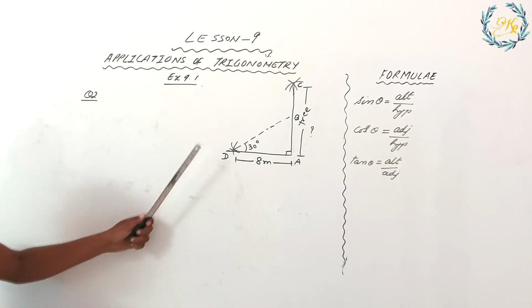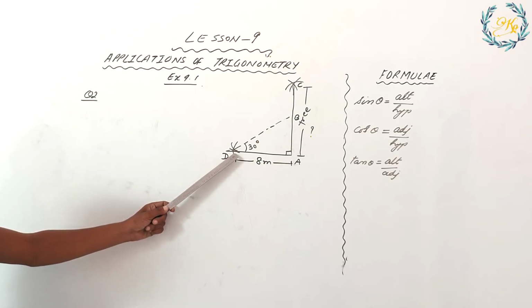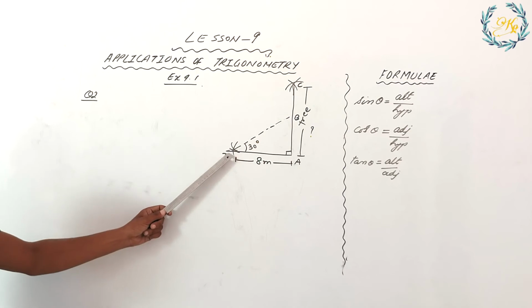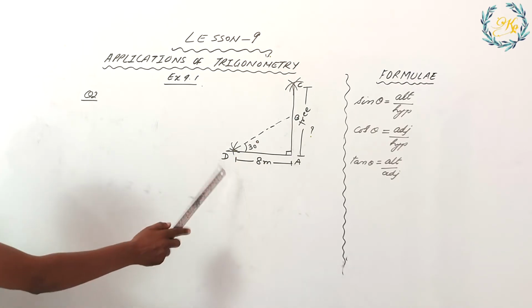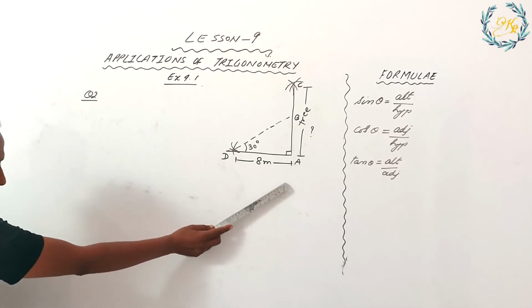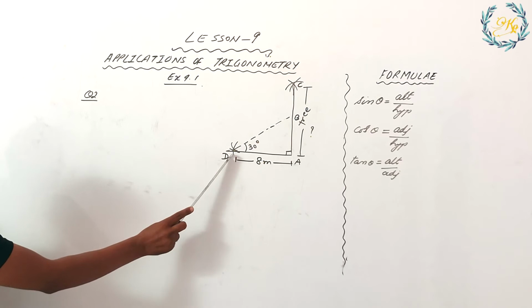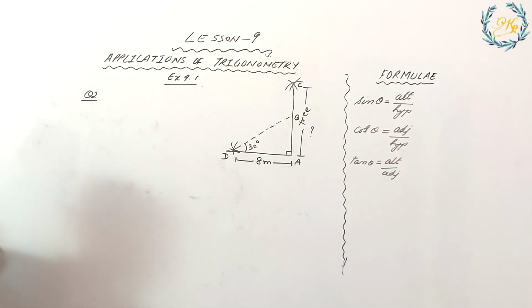Now, a tree breaks due to a storm and the broken part bends, so that the top of the tree, you can see, after it broke, lies here. The top of the tree touches the ground. It makes an angle of 30 degrees with the ground. Now, the distance between the foot of the tree to the point where the top of the tree touches the ground is 8 meters. And what are we supposed to find? We are supposed to find the height of the tree.